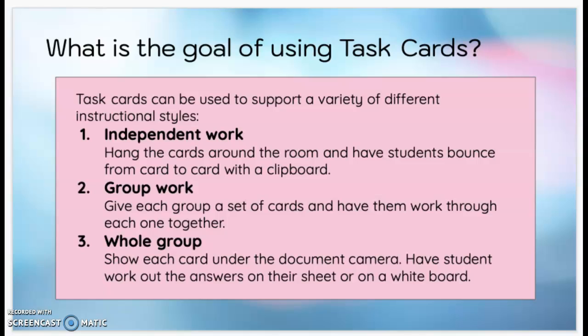I do this sometimes by showing a card under the document camera and having students work out the answers all at the same time. Sometimes this isn't on their answer sheet, it's just on a whiteboard. You can make it into a game. There's just an infinite number of possibilities here.